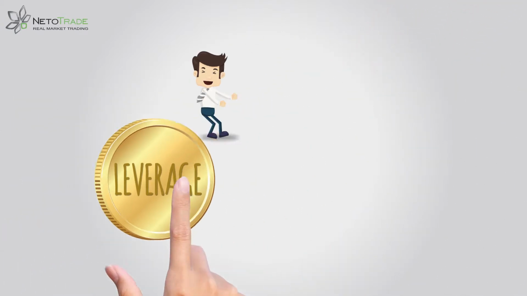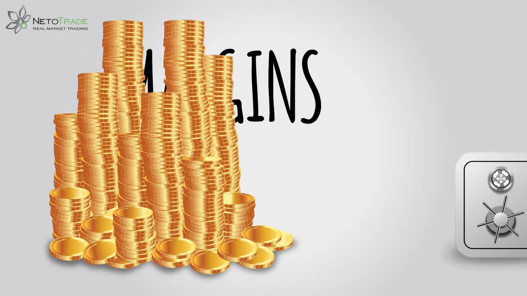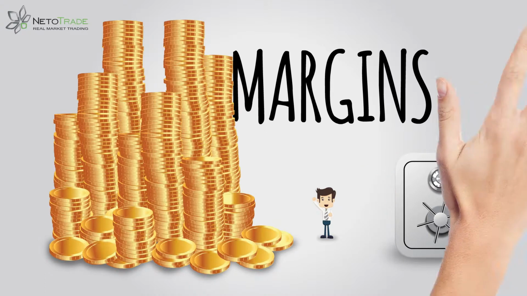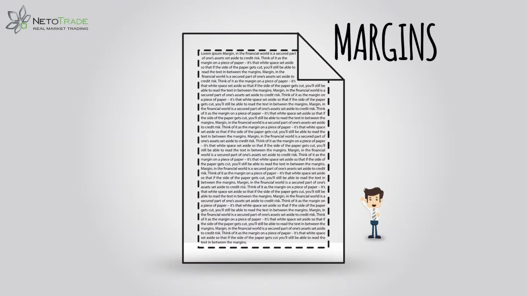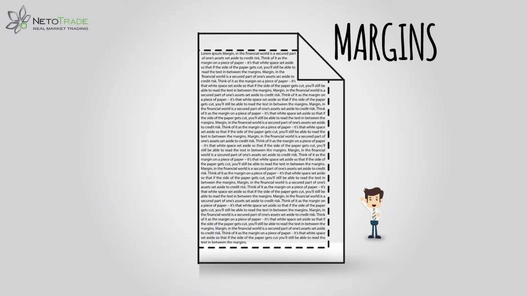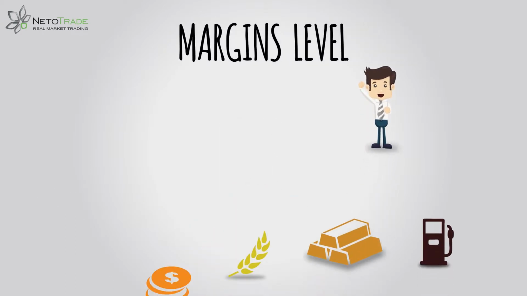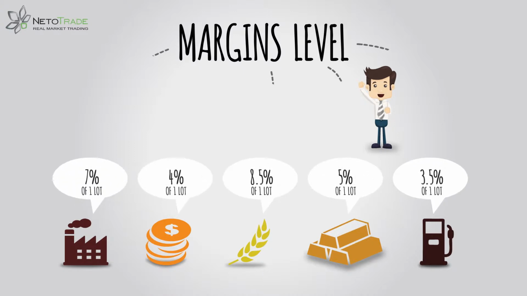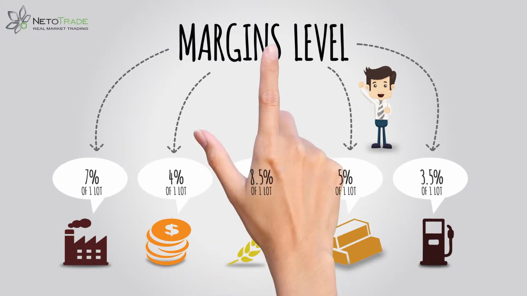Let's begin with the less sexy of the two, margin. Margin is a secured part of one's assets set aside to cover risk. It's like the margin on a piece of paper, that white space on the side, so if the page gets cut, you'd still be able to read the text. For each tradable asset, there is a specific margin level, the amount required to open a position.